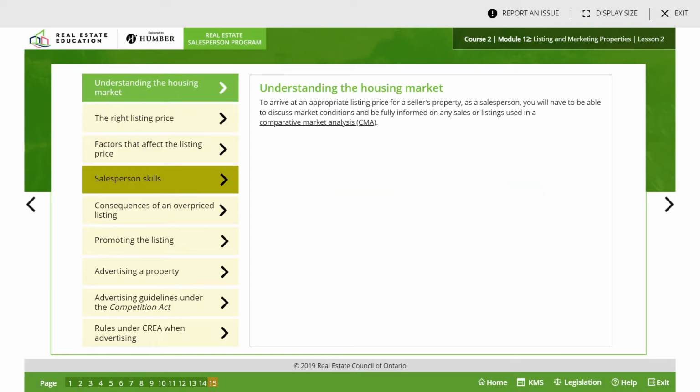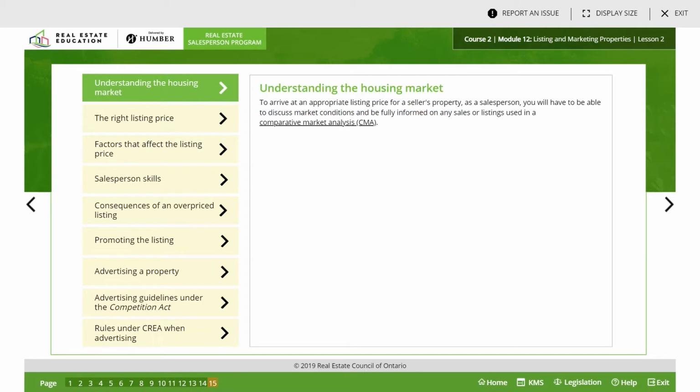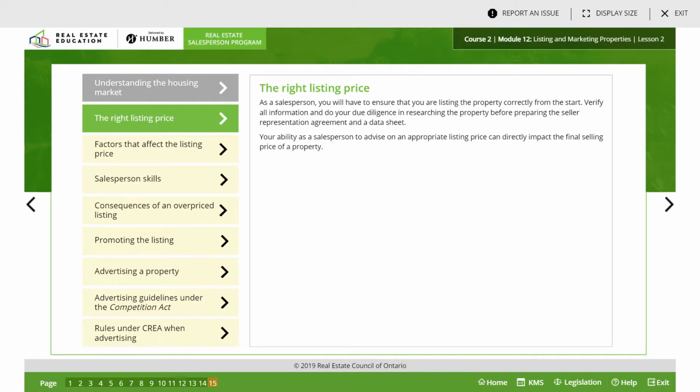So, understanding the housing market. To arrive at an appropriate listing price for a seller's property, you will have to be able to discuss market conditions and be fully informed of any sales or listings used in the comparative market analysis. So what is that? It is basically a form used by registrants to assist the seller in establishing the listing price. The right price. You will have to ensure that you are listing the property correctly from the start. Verify all information and do your due diligence in researching the property before preparing the seller representation agreement and data sheet.